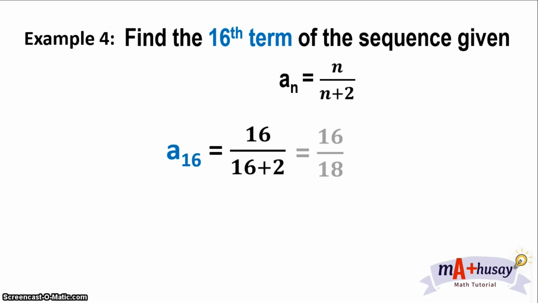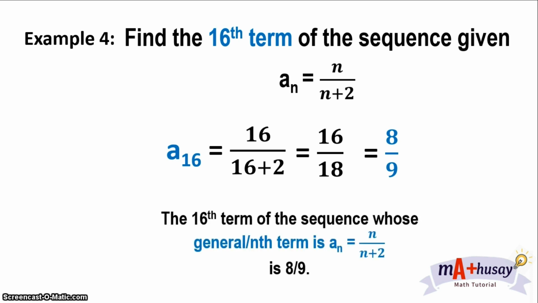So 16 over 18, and it can be simplified as 8 over 9 because 16 and 18 have a common factor which is 2. So therefore, the 16th term of the sequence whose nth term is a sub n equals n divided by n plus 2 is 8 over 9.